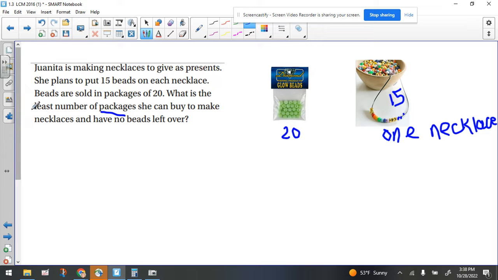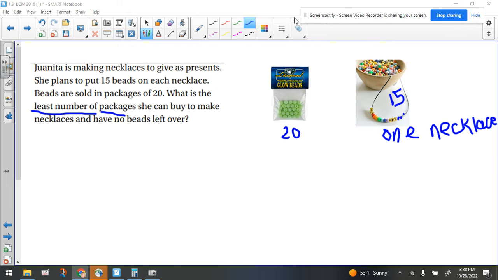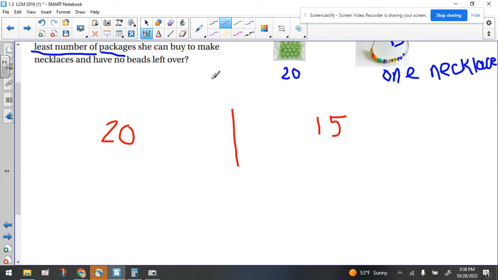When you see the words least number of, that's a red flag that this is probably an LCM question. So let's proceed with finding the LCM of 20 and 15. In this case, let's try the prime factorization method, because we've discussed a couple of different ways to do this in class. When we use the prime factorization method, we start doing factor trees.